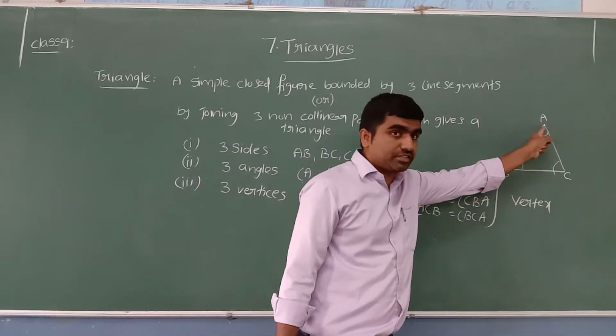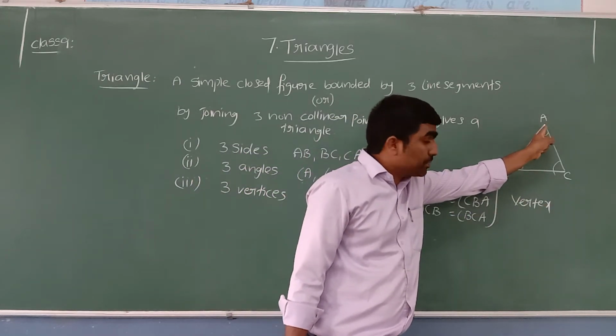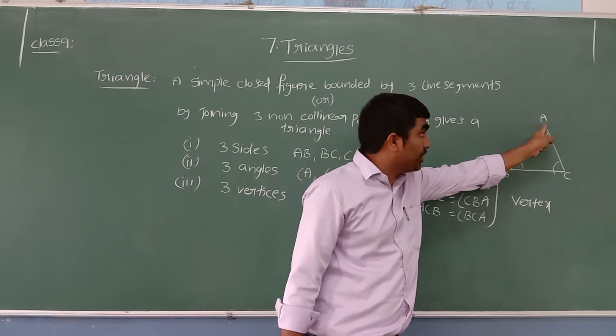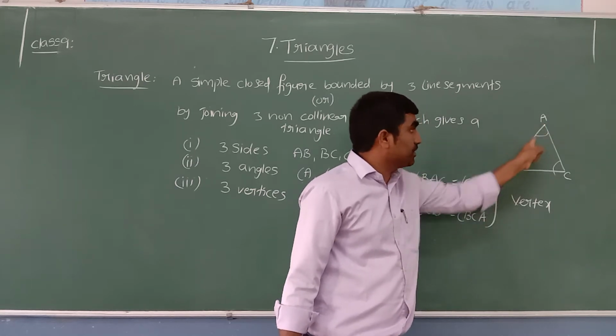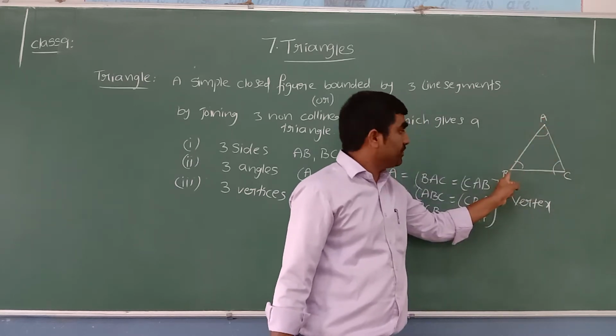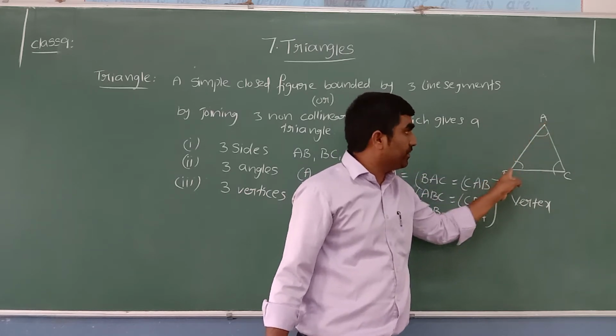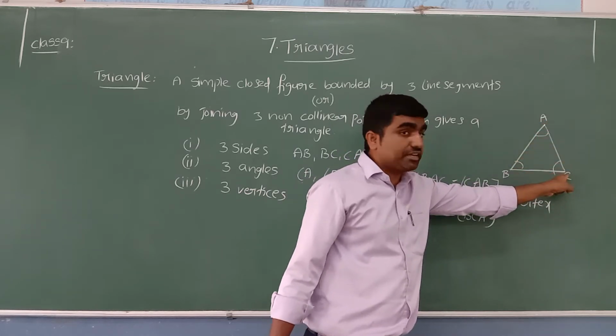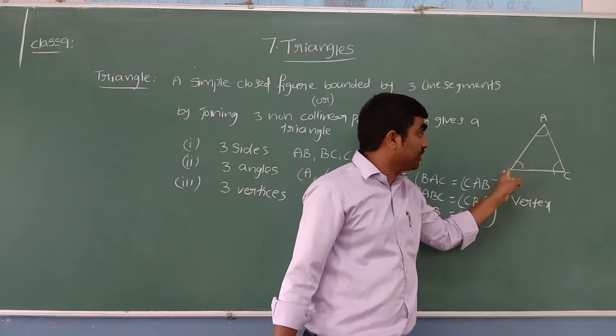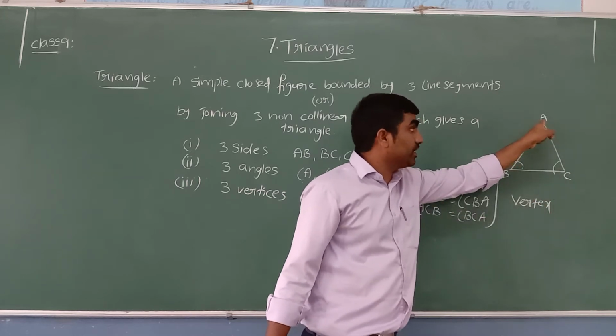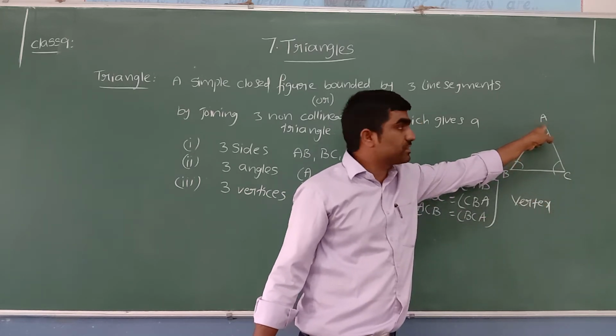A is the vertex. It is said to be vertex because it is the common endpoint of two sides, BA and CA. For BA, endpoints are A and B. For AC, endpoints are A and C. A is the common endpoint of BA and CA. That common endpoint is called vertex.